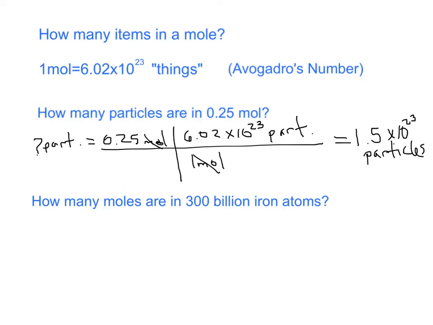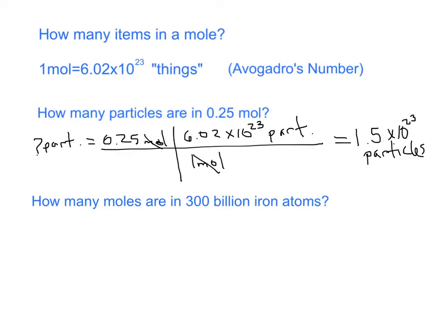Let's go on to try another example. We'll do it in the reverse now. All right, how many moles do we have if we have 300 billion iron atoms? That's a lot of atoms, Mr. Hunter. It's probably going to be a lot of moles. Or not. Okay, so what do we have to do first?